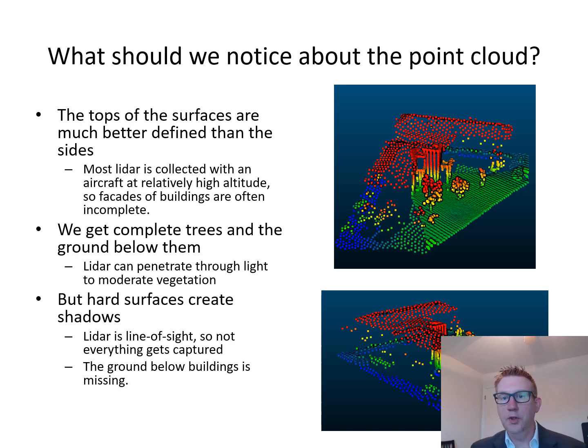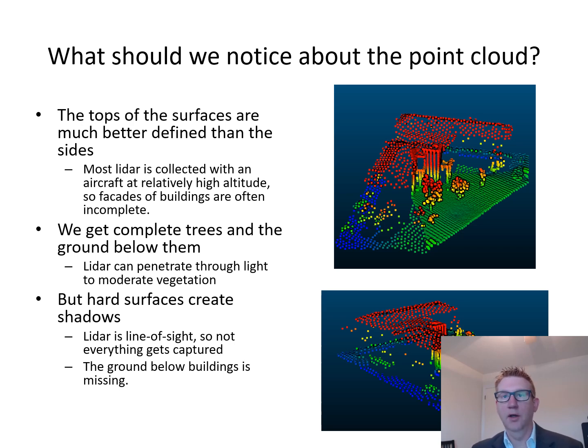So what should we notice about that point cloud? We've got a couple of buildings here extracted, or actually this might be a single building from two different views. What do you see? One thing you should see is that the tops of the buildings are much better defined than the rest of it. At this kind of zoom, you really can see the separate points in space. The reason for this appearance is how the data was collected.